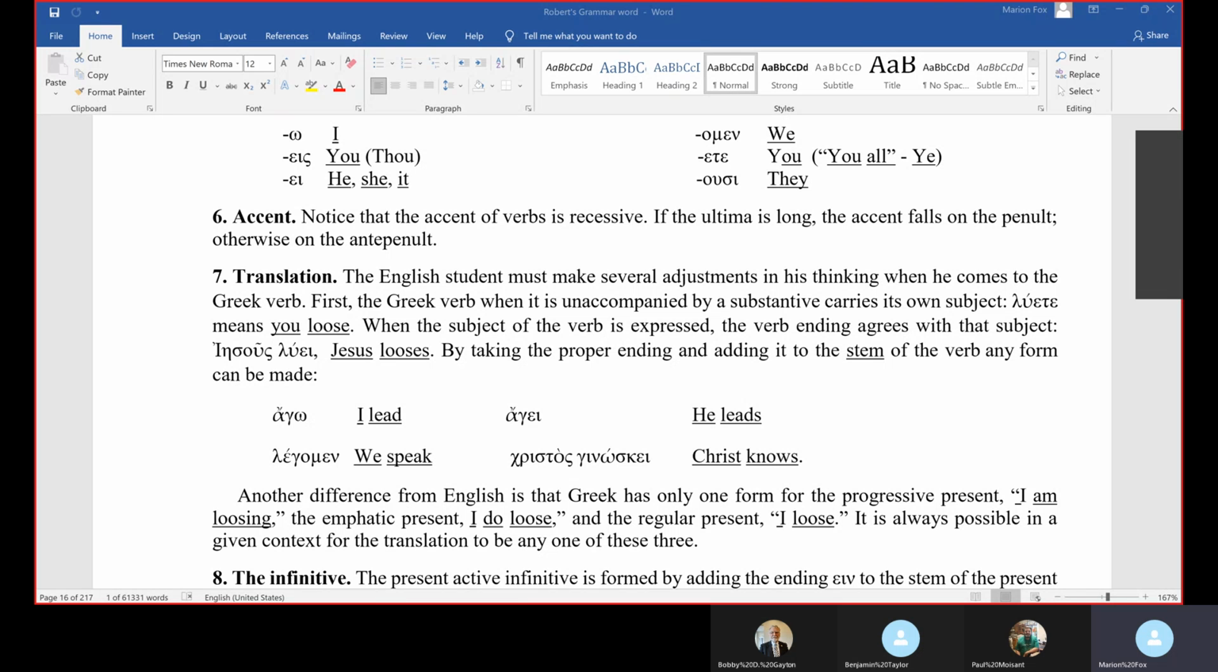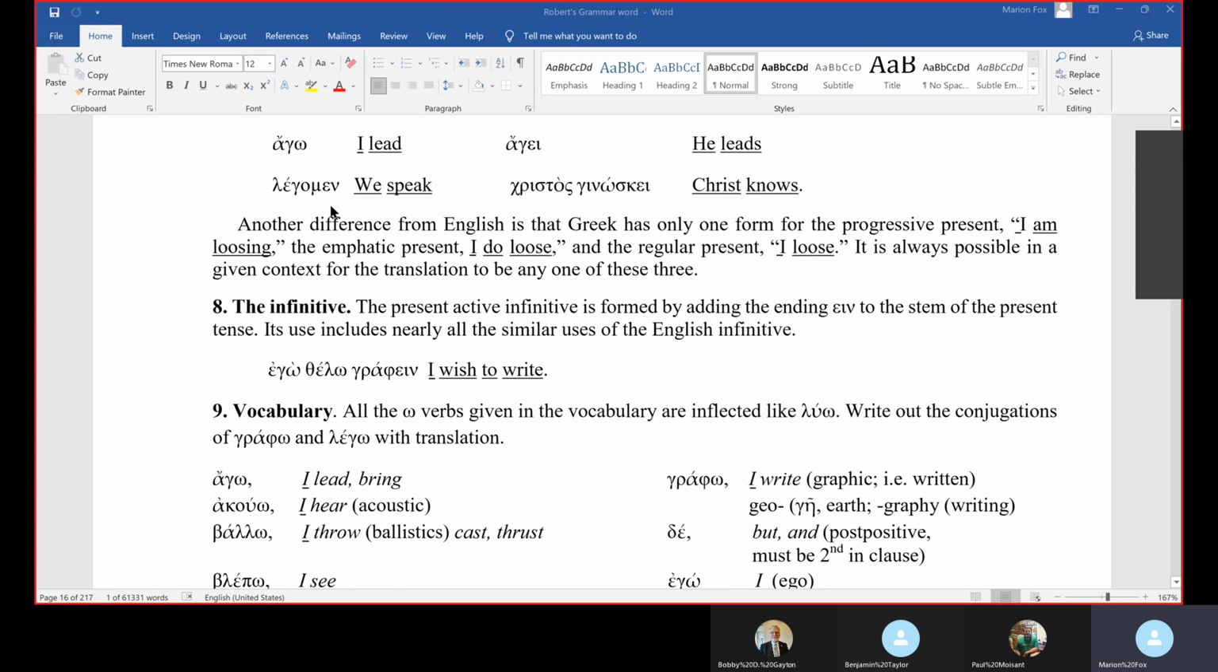Another difference from English to Greek is that we only have one form of the present. In English there is the progressive present, I am loosing, the emphatic present, I do loose, and the regular present, I loose. It's always possible in a given context for the translation to be any one of these three. So we have to derive that from context when we translate from Greek to English. Any questions? Okay. So this is your basic pattern. You need to keep that pattern handy and be using it.